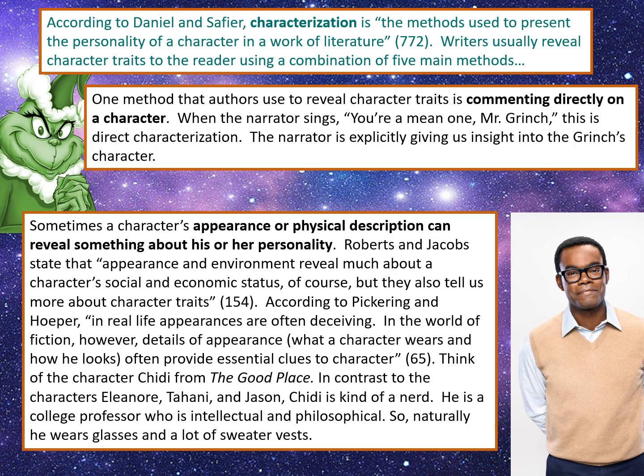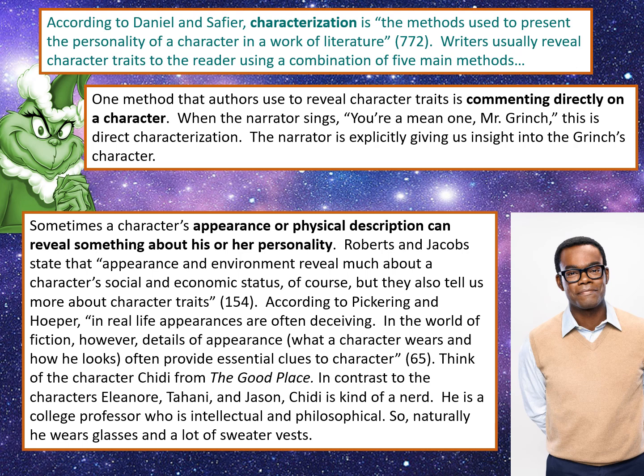And the first method is probably the most simple, and that's just basically the author or the narrator in the story directly telling us what kind of character a character is, what kind of person a character is. So, for example, when the narrator explicitly sings, "You're a mean one, Mr. Grinch," this is direct characterization, right? The narrator is explicitly giving us insight into the Grinch's character. So we usually call that direct characterization.